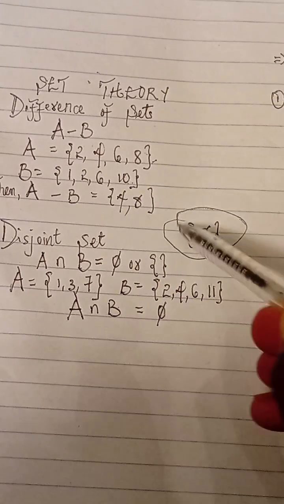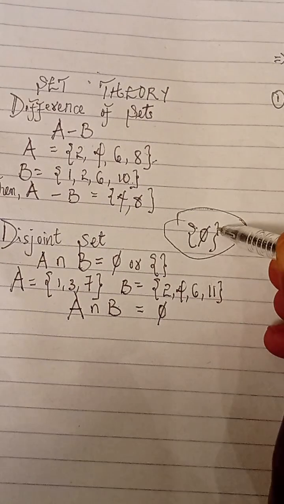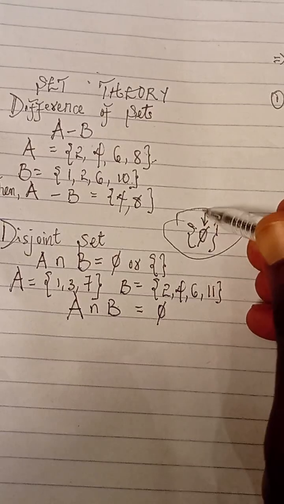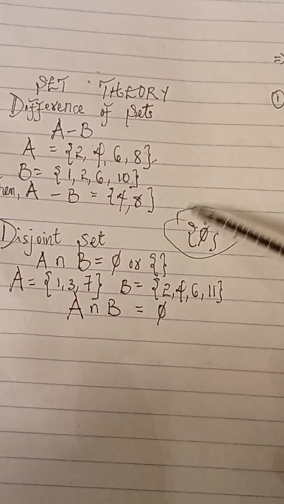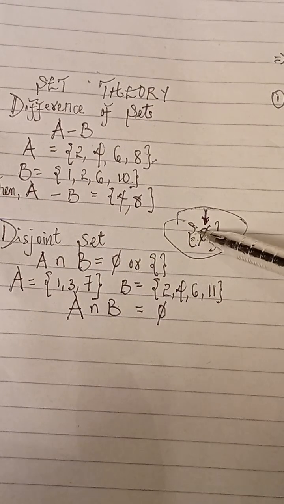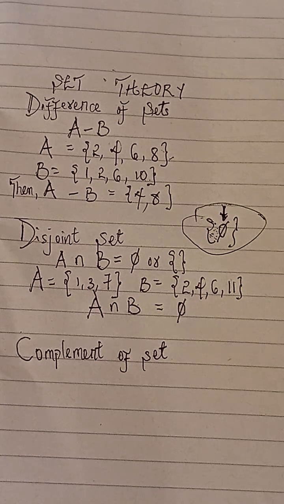Please, this is an error. This already indicates that this set has an element in it. So this way of writing an empty set is outrightly wrong. Okay, the last one is the complement of a set. That's the last part we're looking at.